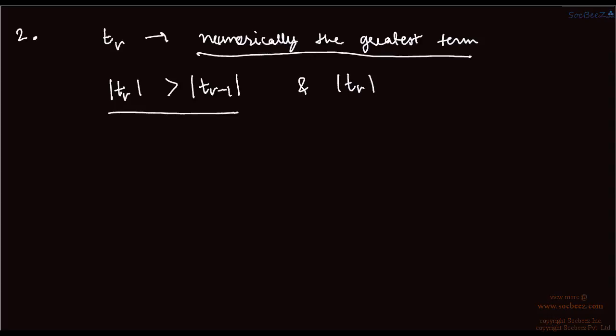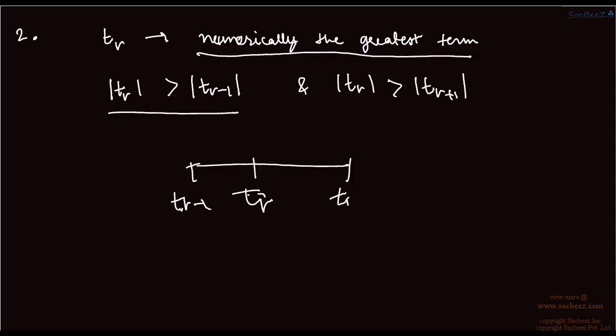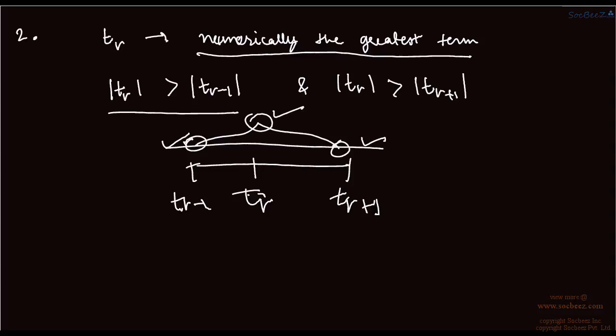Then you will apply this to prove that, and this T of R plus 1, that is, if TR lies between these two terms, T of R minus 1 and TR plus 1, then if this term is the greatest term, it will be greater than both these terms. Because it is the greatest term, you will apply these two conditions and obtain the desired results.